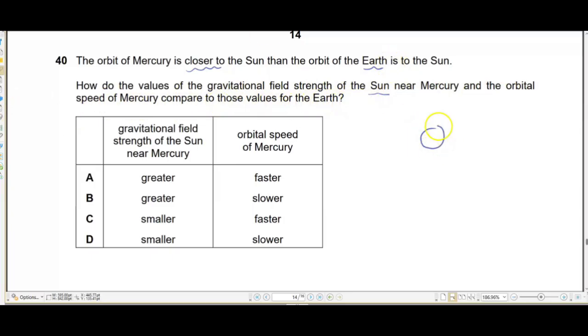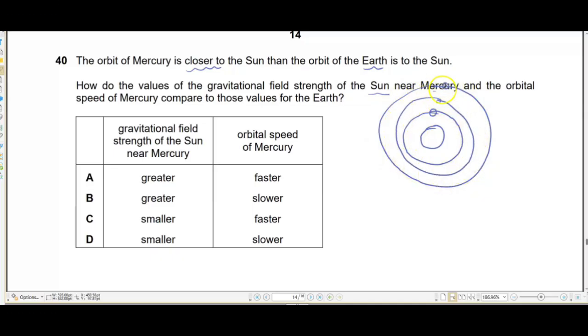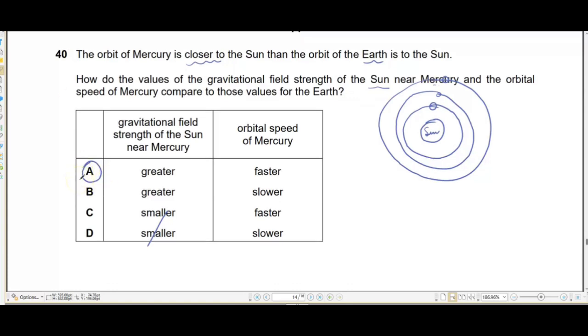Okay, now if Mercury is closer to the Sun, its orbital speed is going to be more than that of the Earth, because Earth is farther away and there is Venus in between as well. So the orbital speed of the Earth is going to be less than that of Mercury, and obviously Mercury is closer to the Sun. So the gravitational field strength of the Sun will be greater on Mercury as well. So the gravitational field strength of the Sun near Mercury is going to be greater, and the orbital speed of Mercury is going to be faster as well. So A is going to be our correct option.